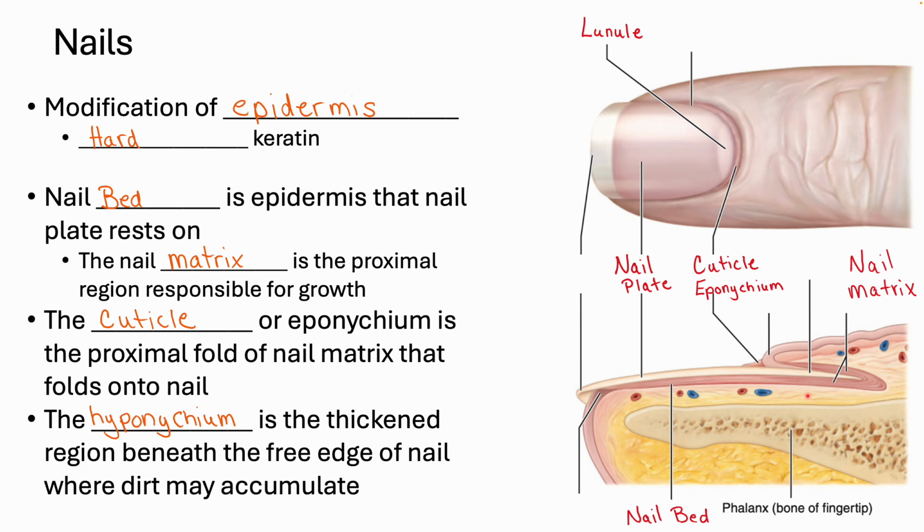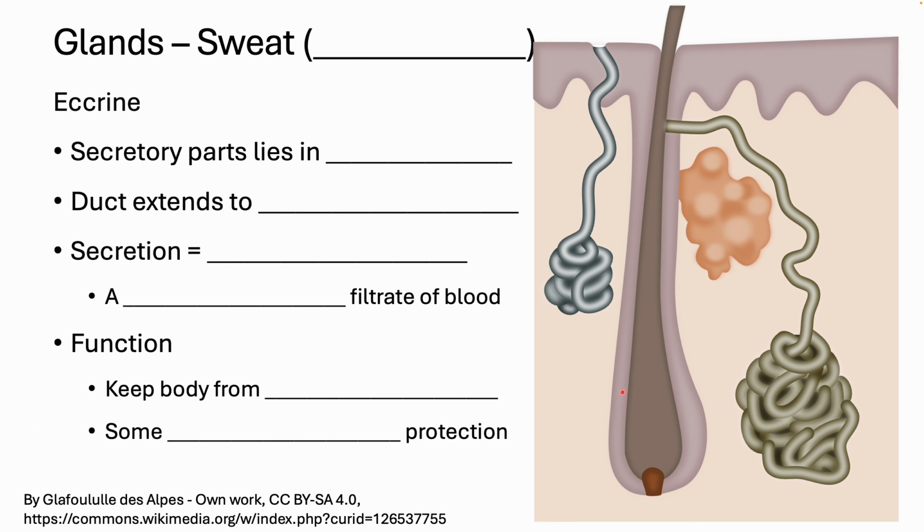The hyponychium is the thickened region at the end of the nail that is beneath it. That is going to be where your nail is going to accumulate dirt and other debris as it works around in the world. All right, so this brings us to glands.